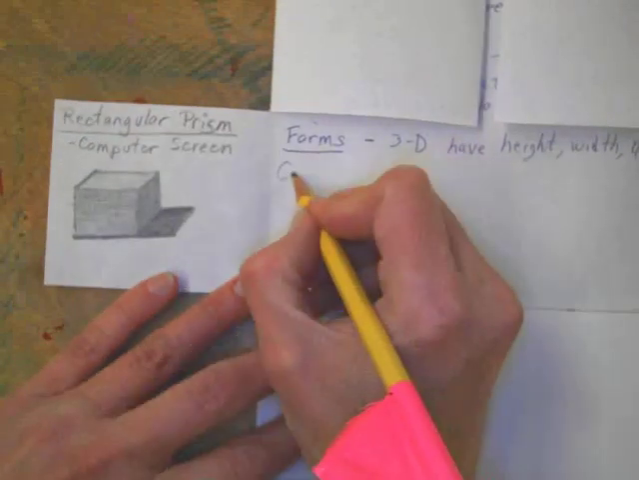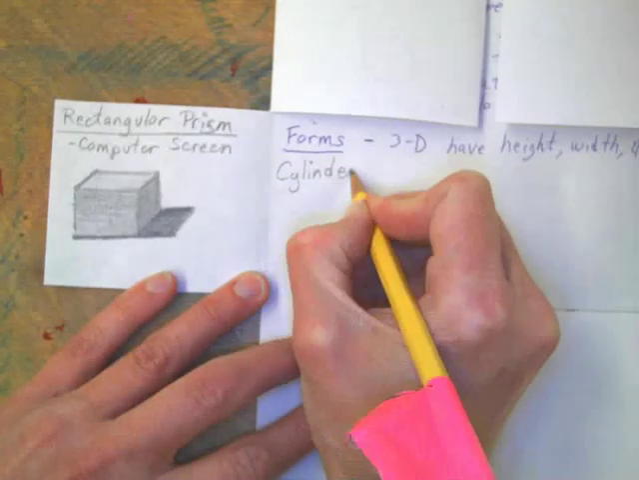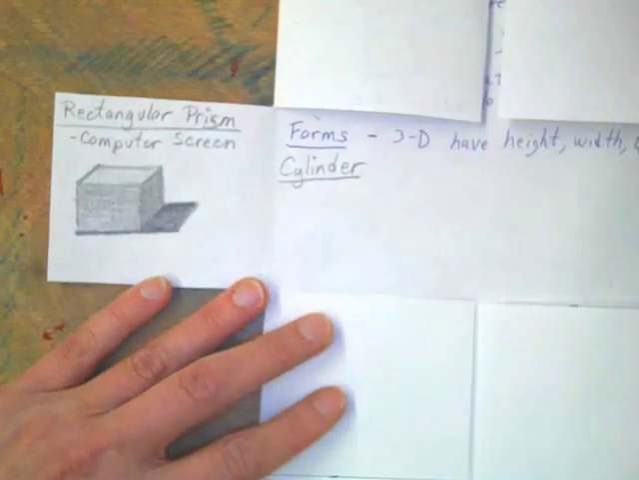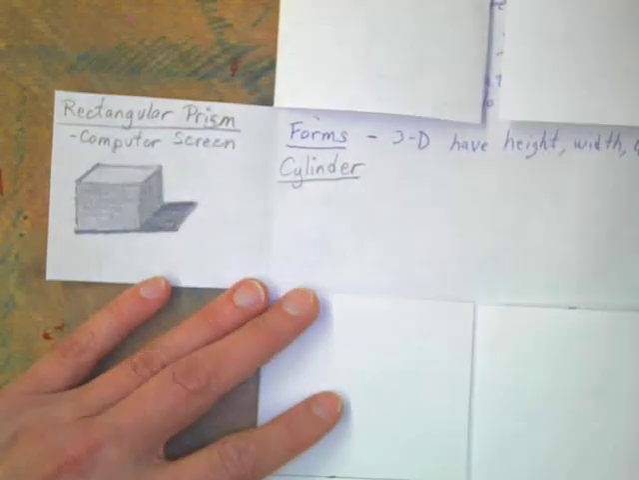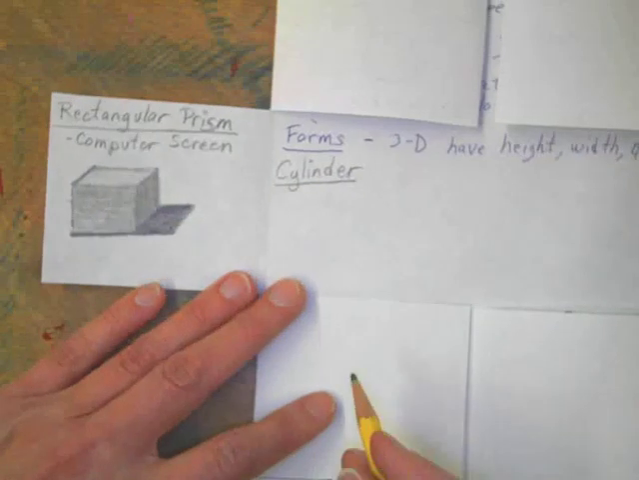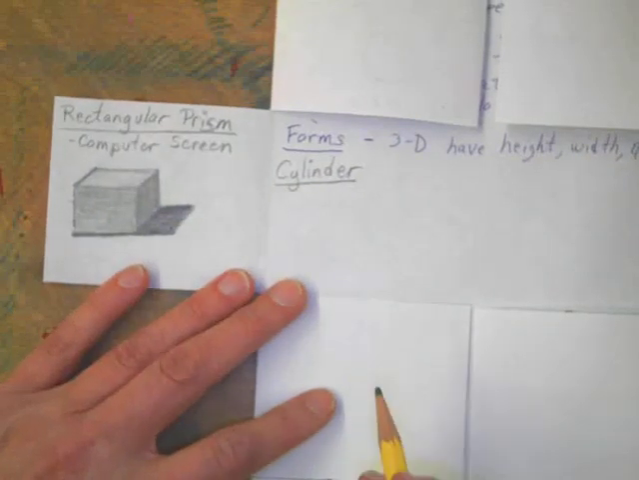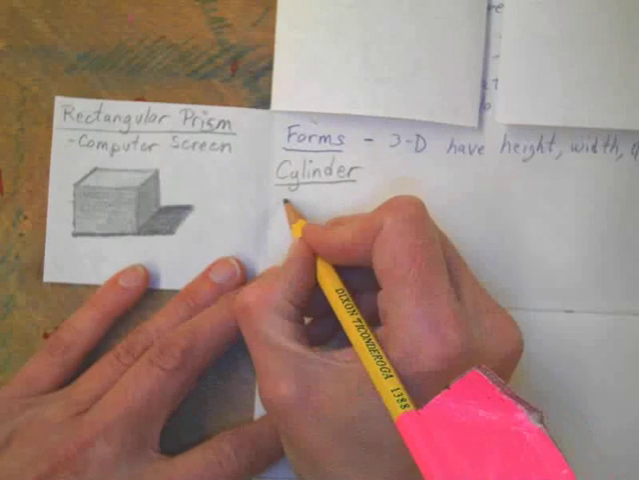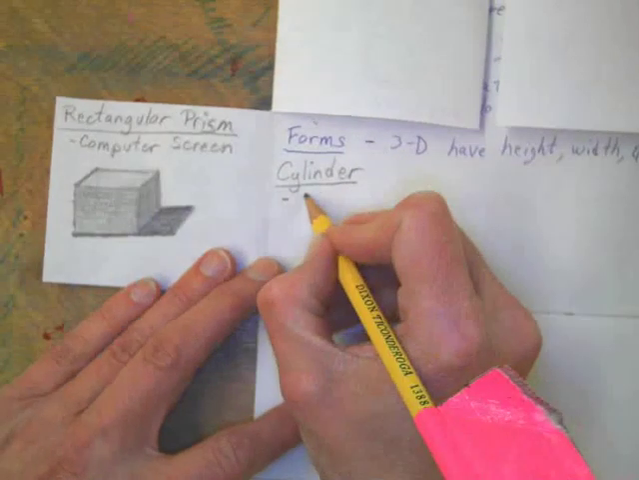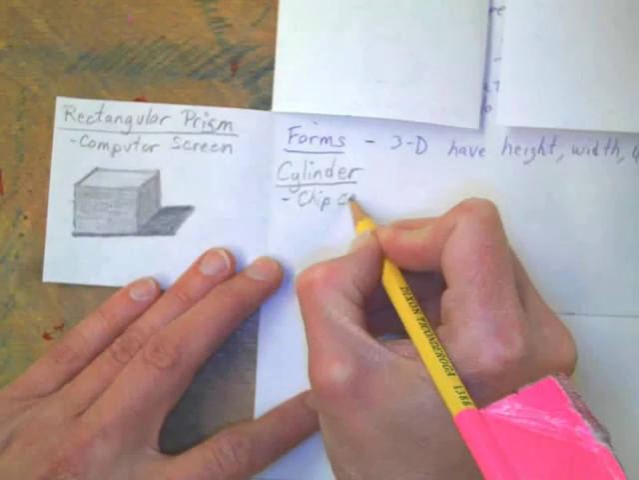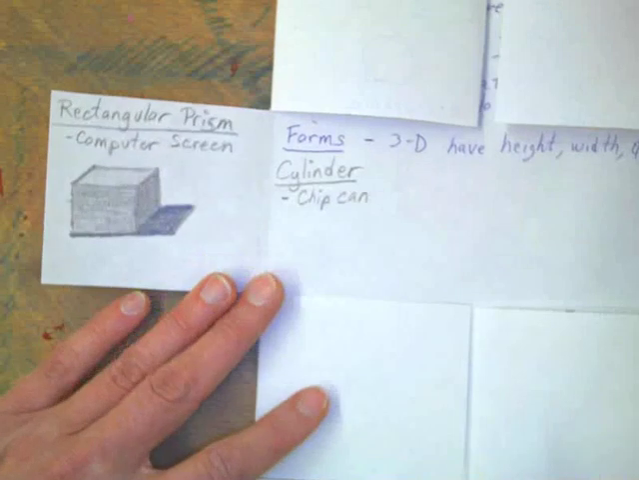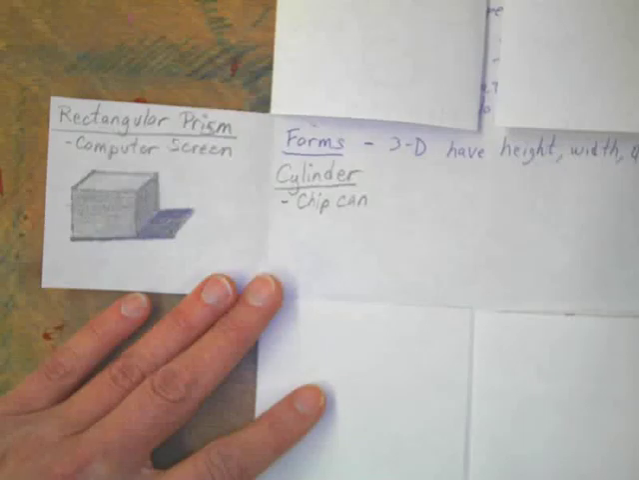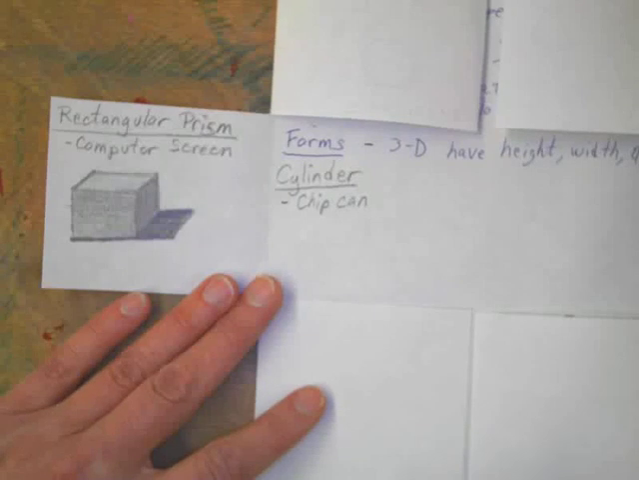Next, we're going to do a cylinder. Okay, again, I want you to list 3 things that are objects that are cylinders. For instance, a chip can. You think of 2 others from real life that are cylinders and write those down.